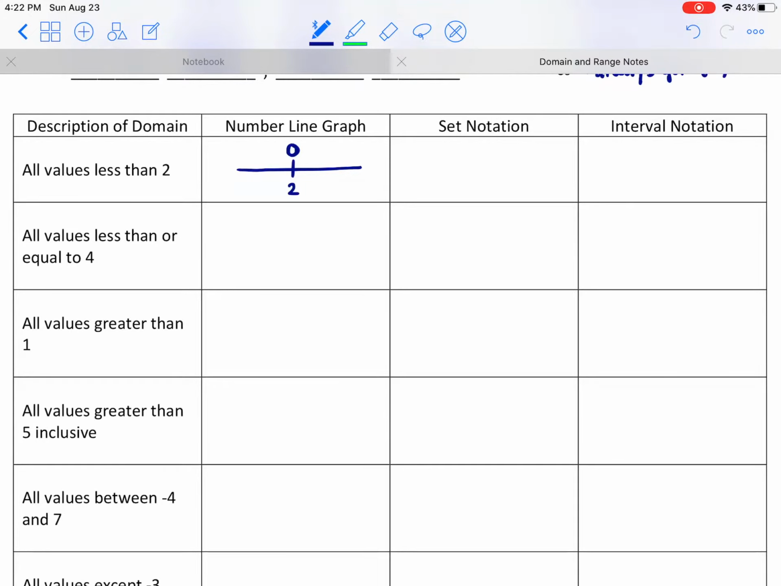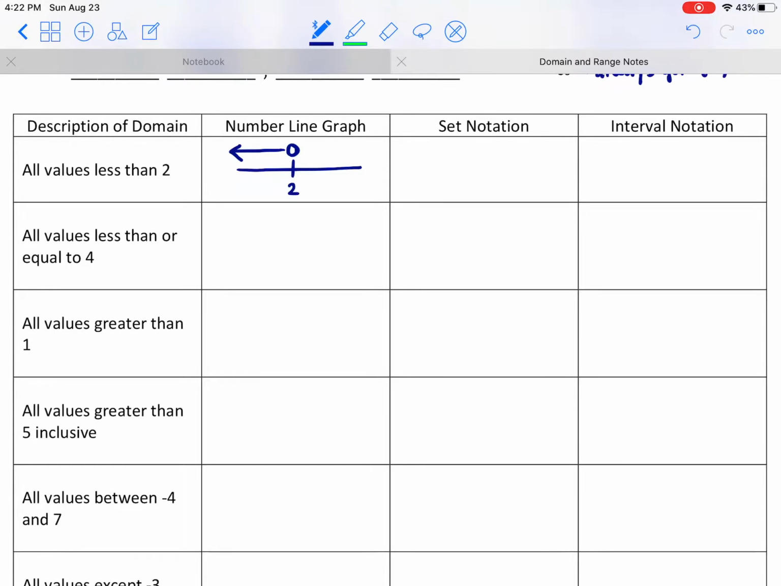And then all the values less means we would draw an arrow that goes to the left, because that's where all the values less would be. Okay? So that's a snapshot of what we would see on an actual graph. That's a number line graph. So how would we then write that domain in set notation or in interval notation?